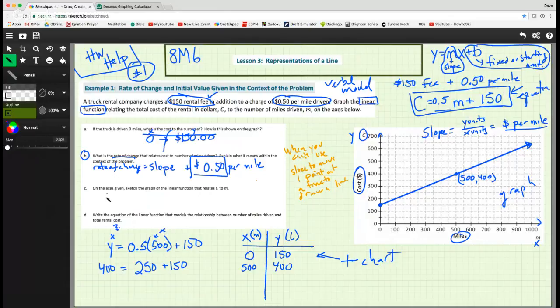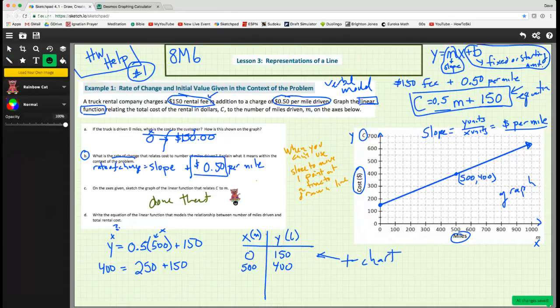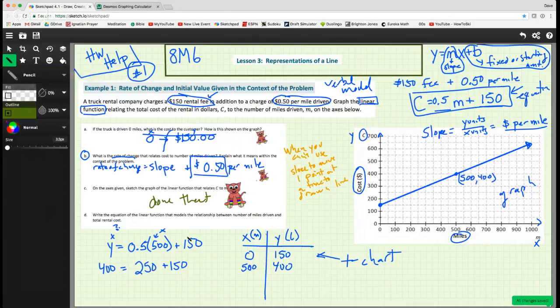Okay, so let's look at this now. On the axis given, sketch the graph of the linear function that relates c to m. Well, we've already done that. Let's lay down our happy cats for these things here. And let's answer our last question. Write the equation of the linear function that, and we've already done that. We've even modeled our linear equation right here. So we've done all 3 things.